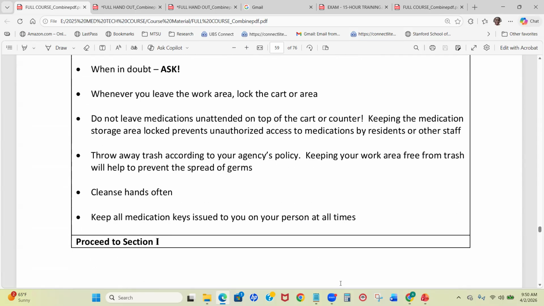If you don't know about it, if you are in doubt, ask. Whenever you leave your work area, lock the medicine cart, lock your medicine room. Do not leave any medication unattended on top of your cart to go and do this or that. Always keep it safe and get it locked. Almost all the medication carts that I have worked with have a lock. So whenever there's something urgent and I've put the medicine back inside, I lock it before I go. No matter the emergency, don't leave medication unattended.